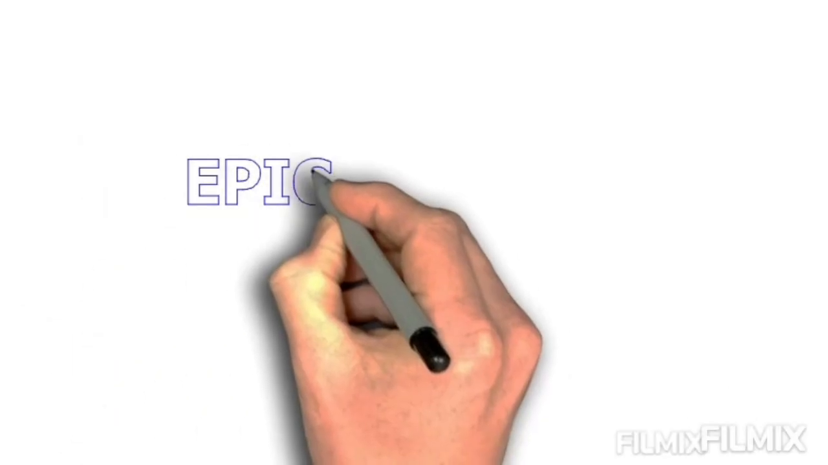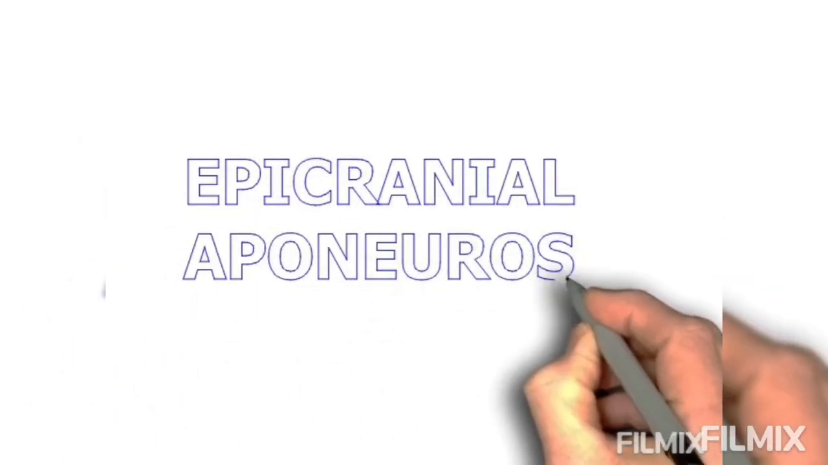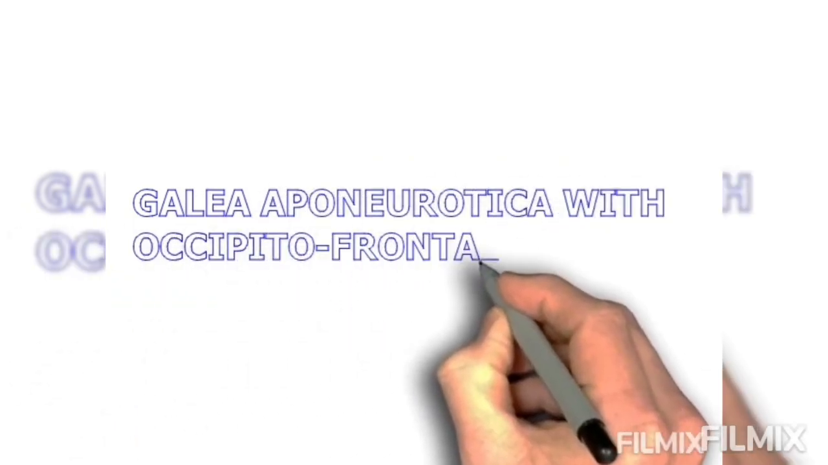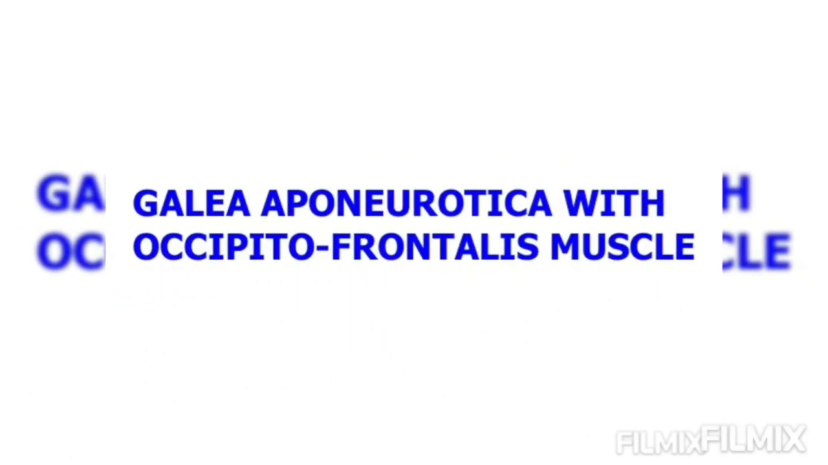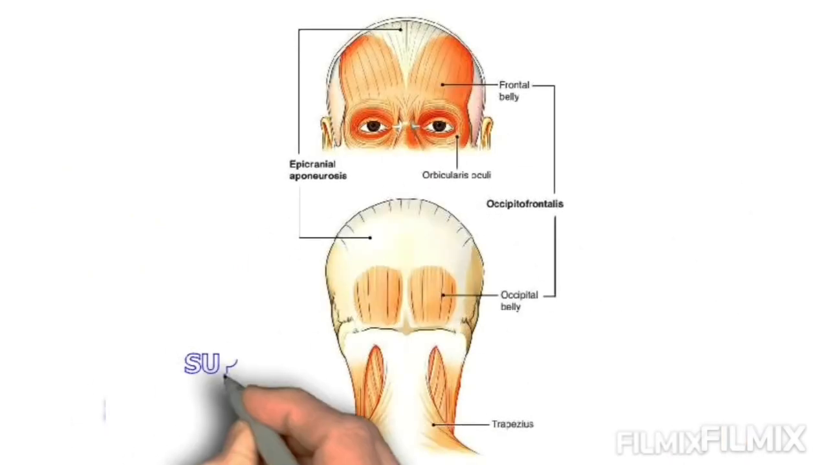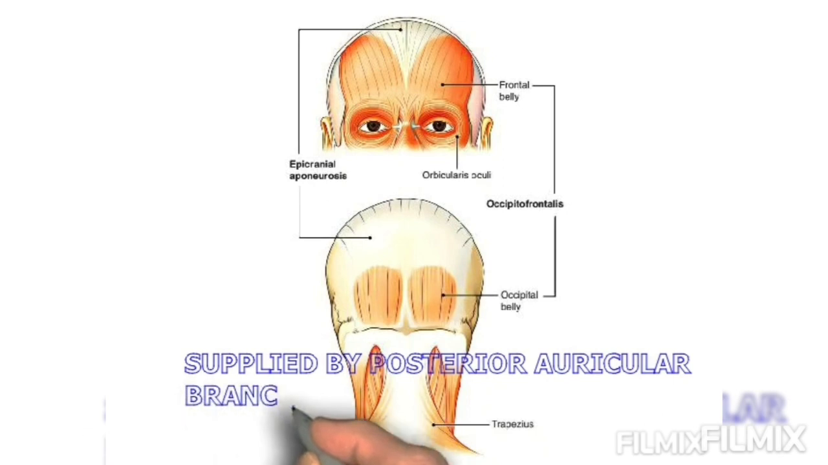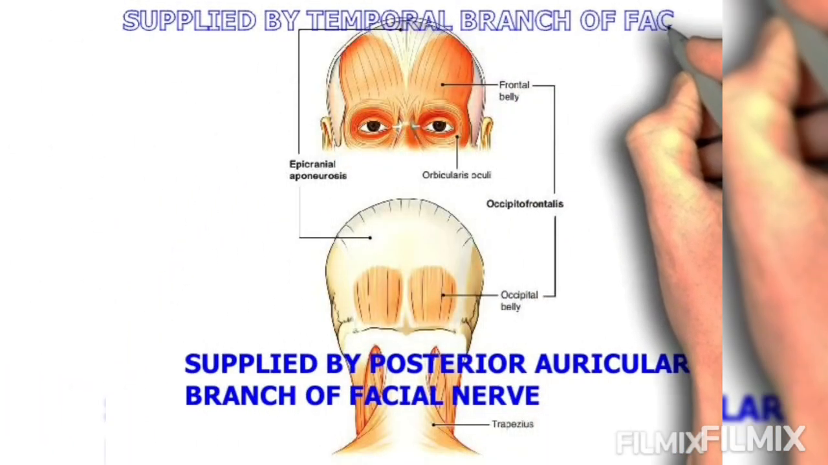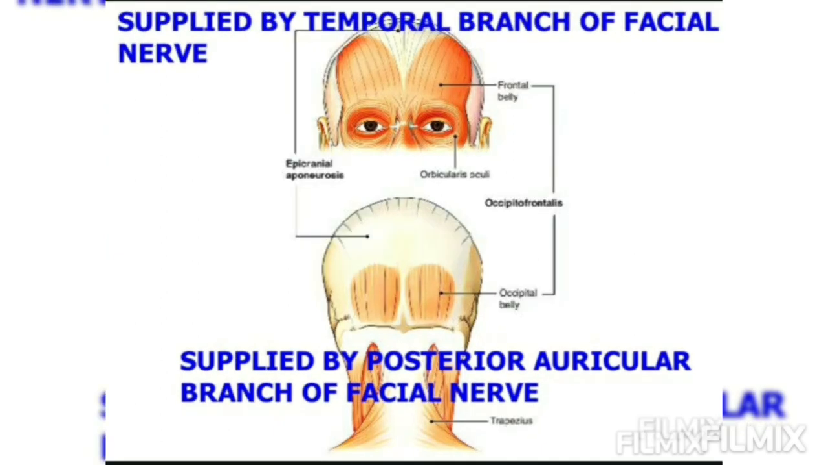Okay, the next layer we are going to see here is the epicranial aponeurosis, galea aponeurotica, with the occipitofrontalis muscle. It has two bellies. You can see that in the picture very clearly: the frontal belly and the occipital belly. The frontal belly is wide and united at the median angle, and it arises from the skin of the forehead, mingling with orbicularis oculi and corrugator supercilii. It is supplied by the temporal branch of the facial nerve.